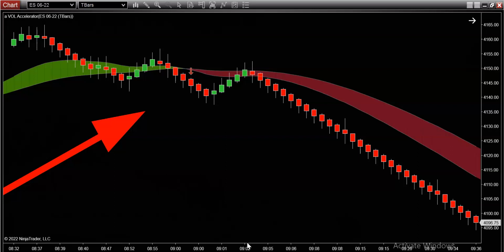Well, there's 3 legs to a retracement, and it looks like this. Leg number 1, leg number 2, and leg number 3. All right, these are the 3 legs. Now, of these 3 legs, I'll explain to you what each one does.